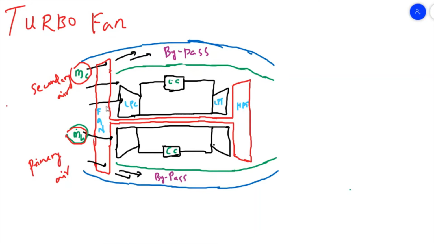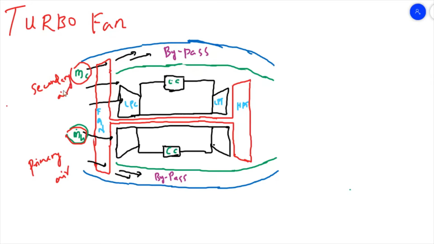This fan is very important because it splits the incoming air into two parts. One is the cold air, another one is hot air. The hot air is called primary air, and the cold air is secondary air. The hot air mainly travels through the compressor, combustion chamber, turbine, and then finally it comes through the nozzle.